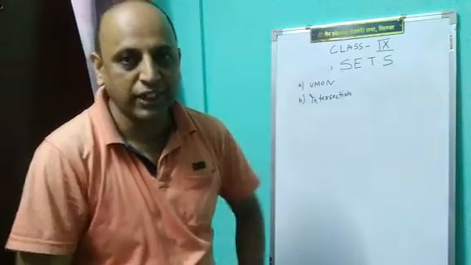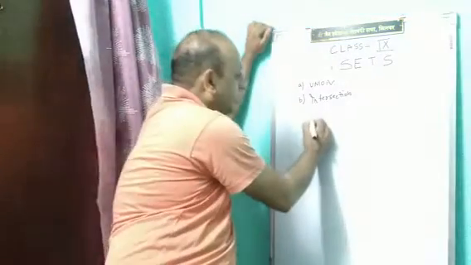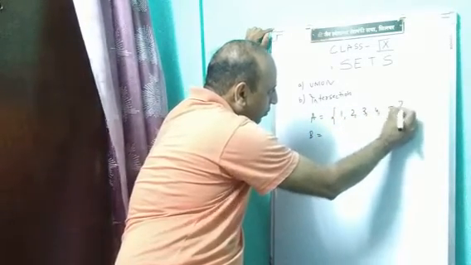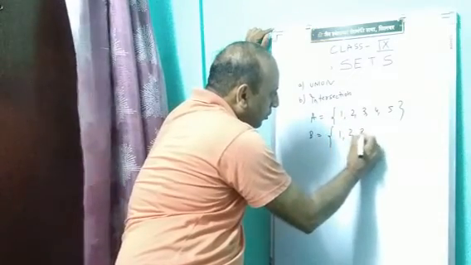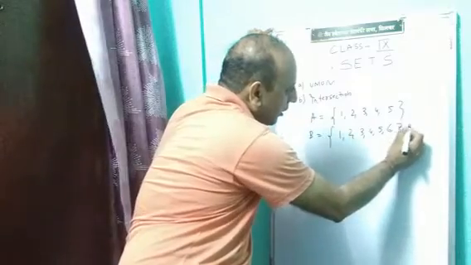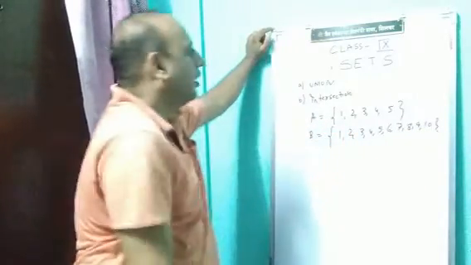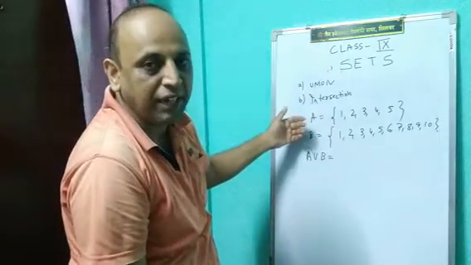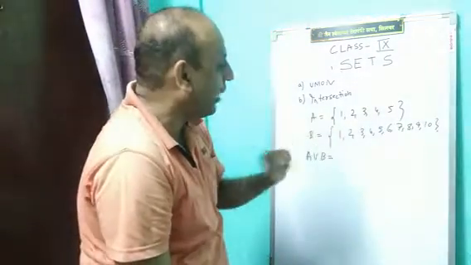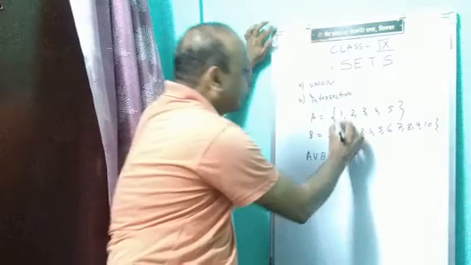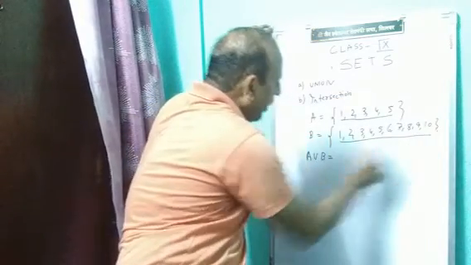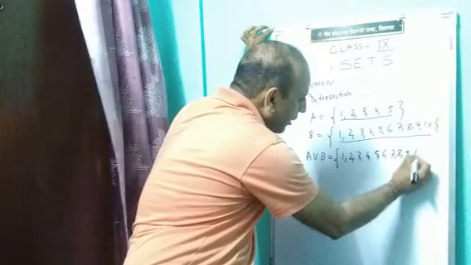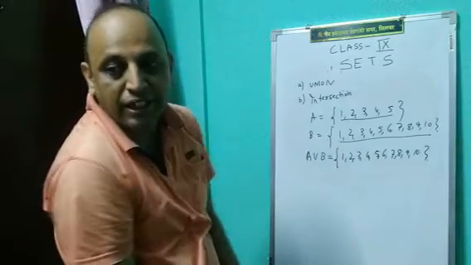Next we have operations on sets. Suppose two sets are given as follows. A is a set 1, 2, 3, 4, 5, and B is a set 1, 2, 3, 4, 5, 6, 7, 8, 9, 10. Union of sets is denoted by U. A union B means all the items of A and B, common and uncommon. A contains 1 up to 5, and B contains 1 up to 10. So all items will be written in the union: 1, 2, 3 up to 10. A union B is a set containing all the elements of A and B.